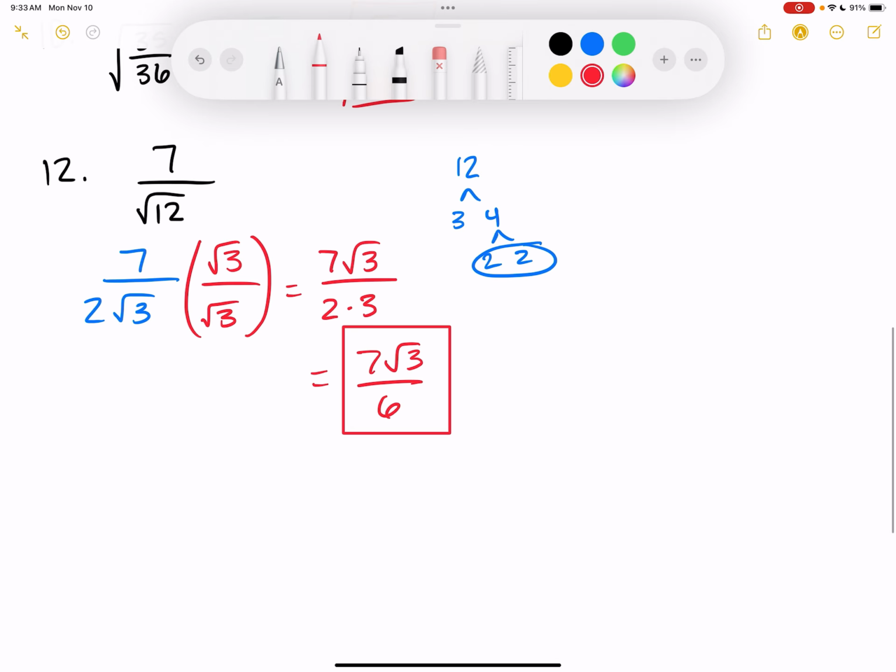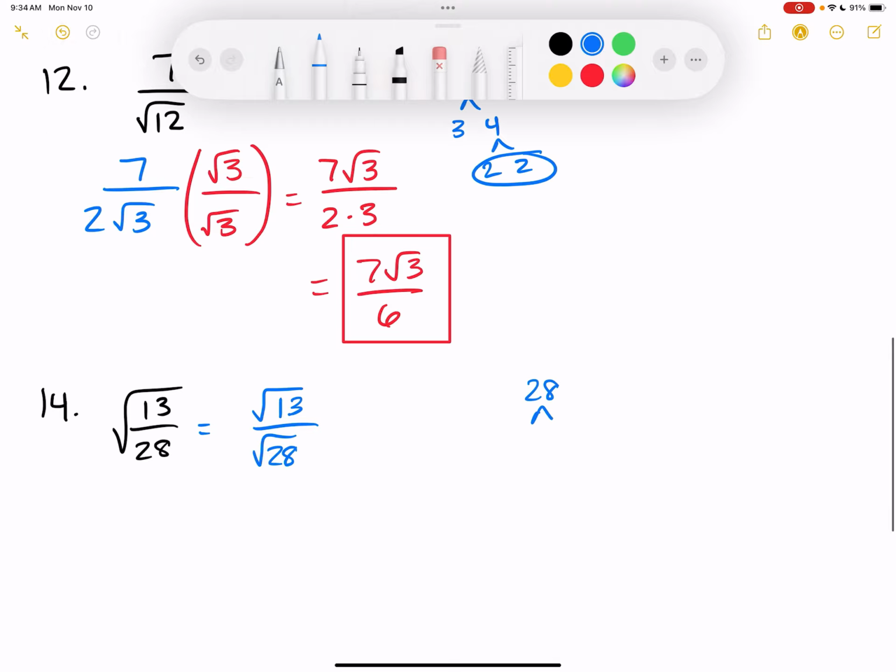All right, 14. Square root of 13 over 28. So this is going to split into the square root of 13 over the square root of 28. Now, does 13 break down? No. So I know that's just going to stay there. Now, 28, can that break down? 7 and 4. 4 is 2 and 2. So the bottom is going to break down into 2 root 7.